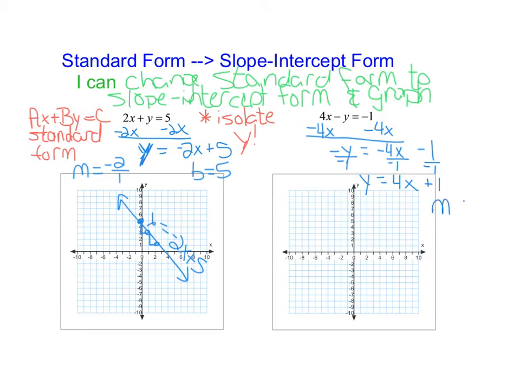Alright, so I want you to identify m. I want you to identify b. Graph this line and check it.